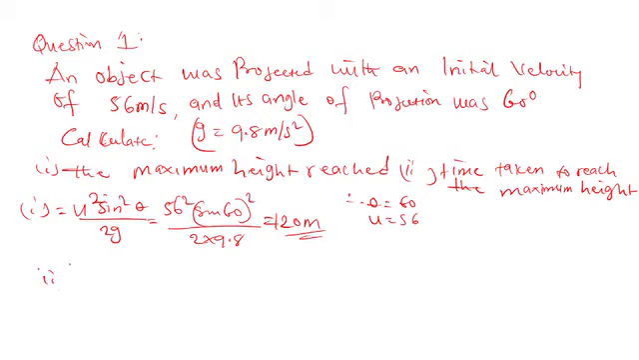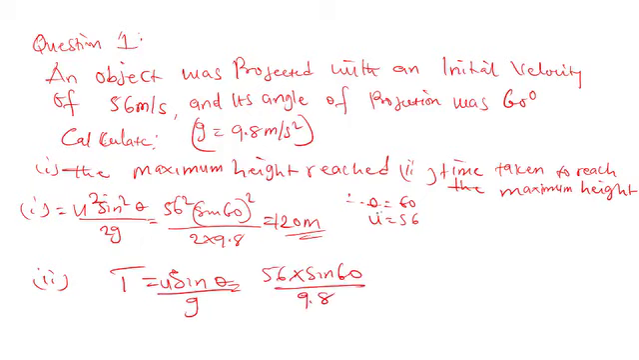Then the second part of it says the time taken to reach maximum height. I said the time taken to reach maximum height is u sine theta over g, which is equal to, our value of u here is 56 times sine 60 over 9.8, which is equal to 4.9 seconds.